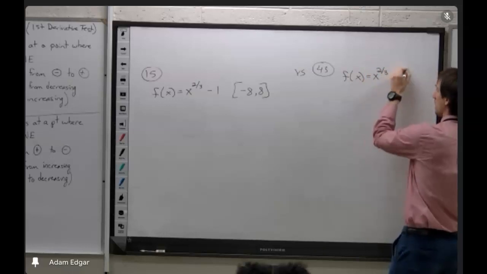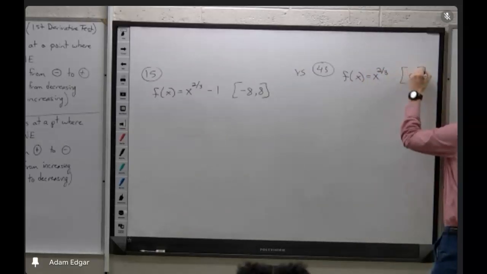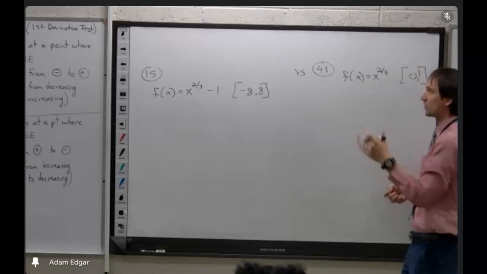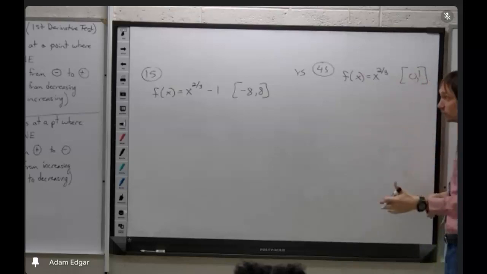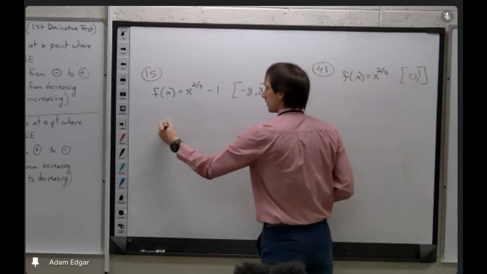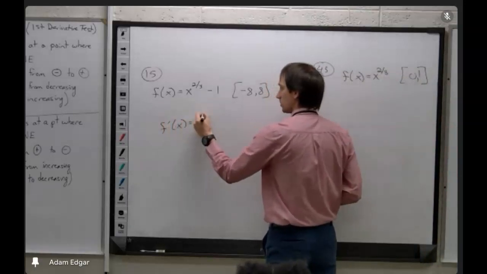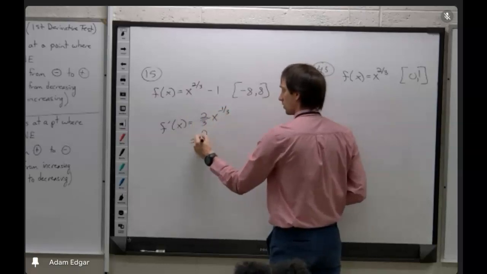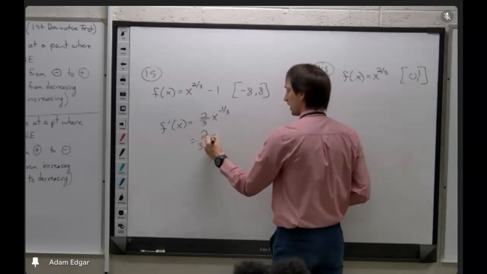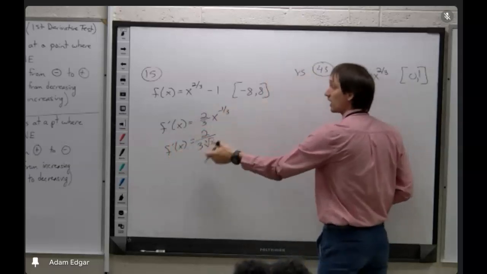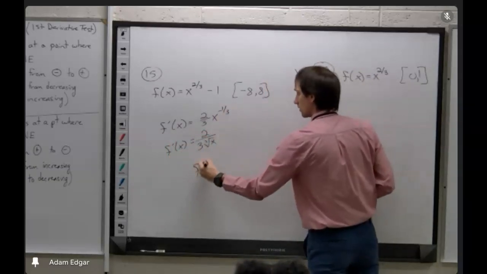And here the interval is 0 to 1. So both of these functions are continuous on the whole closed interval, but they're both not differentiable at x equals 0. Because if you take the derivative, say f prime of x is going to be 2/3 x to the negative 1/3, or 2 over 3 cube roots of x. And then you can see, hey, if I plug 0 in, the derivative is undefined.